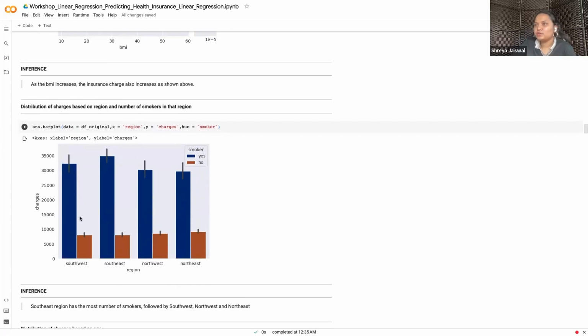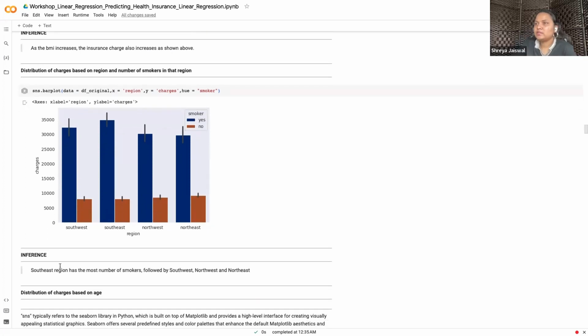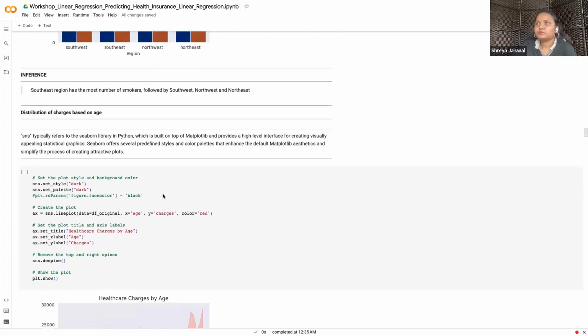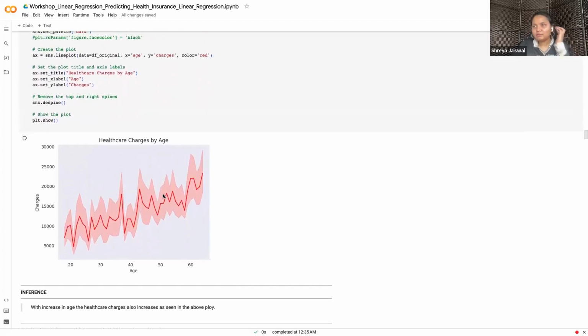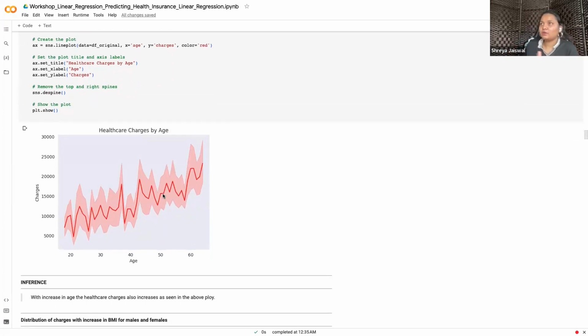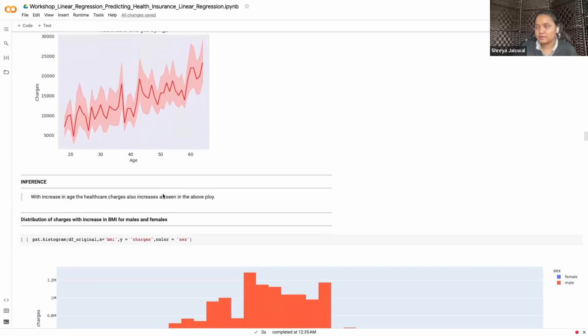The next is the distribution of the people who smoke based on the region. We see that the Southeast region has the most number of smokers, so this particular region has people who smoke more compared to the other regions. And distribution of charges based on age: as I said, as people grow old, they need to take more care of their health, and as a result, their charges for obtaining the insurance also increase.